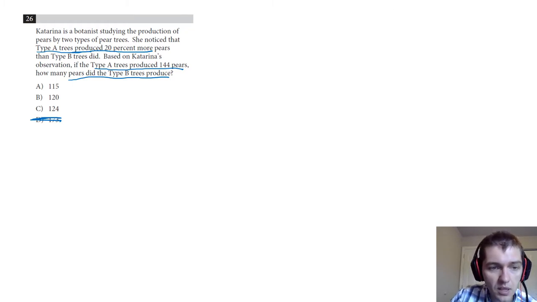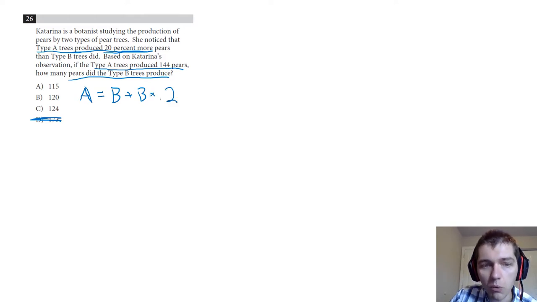So we can say type B, actually we're gonna do it the other way. We're gonna say type A, how many did type A produce? Because they're giving you the information that type A produced 20% more than type B. So it makes it easier to set this up in terms of type A. So we had type A is equal to the amount that type B produced plus the amount type B produced times 20%. So that times 0.2. So now what we're looking for is to solve this equation in terms of type B, because we're looking for how many did type B produce.